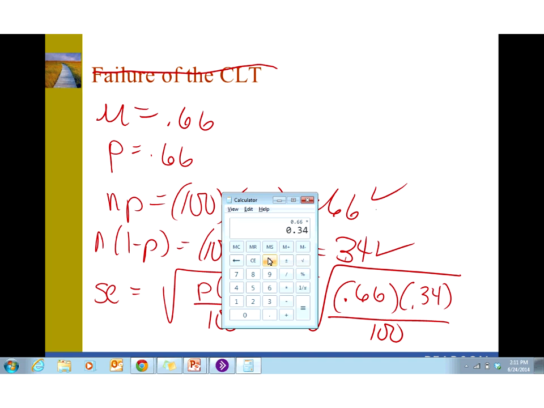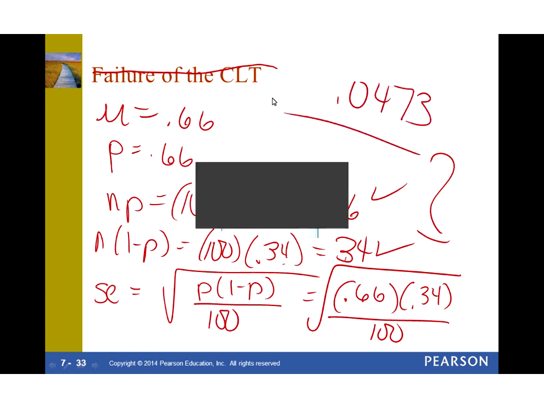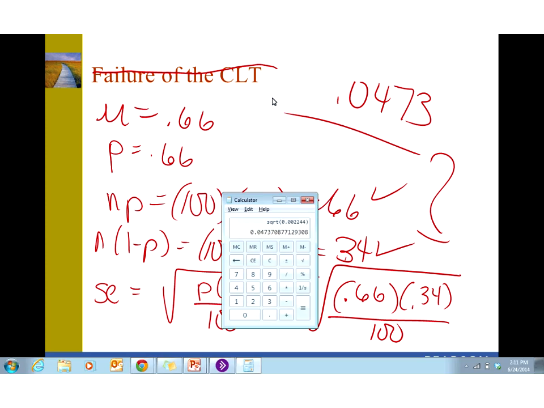0.66 times 0.34 divided by 100. Take the square root, and I've got 0.0473. It's hard for you to see, but I'm coming up with 0.0473. And actually, if I rounded that, it should be 0.0474.